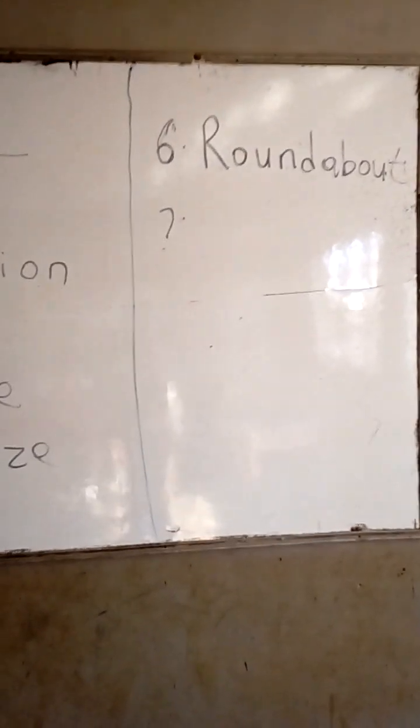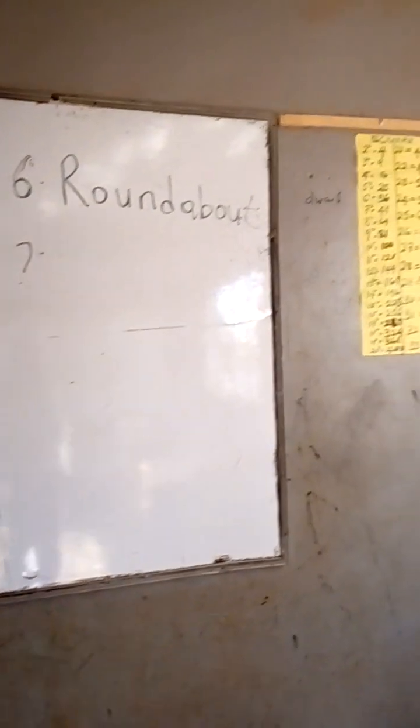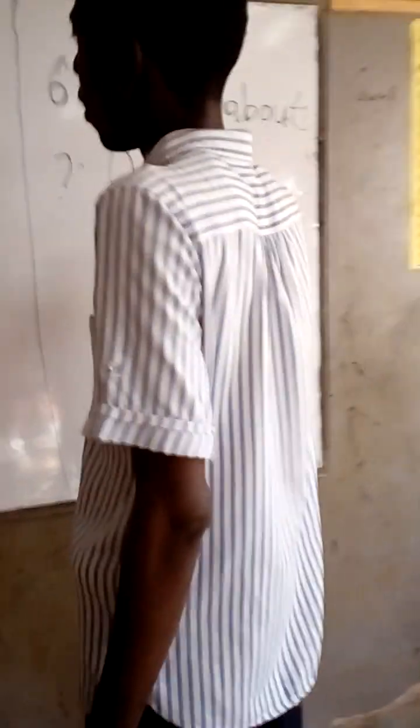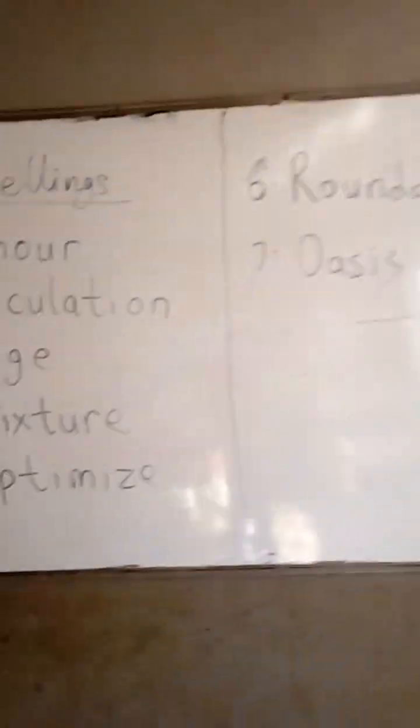Who can spell oasis? Oasis, yes? O-A-S-I-S. Good. Clap for him. Oasis is O-A-S-I-S. Now, I've introduced to you 7 words.